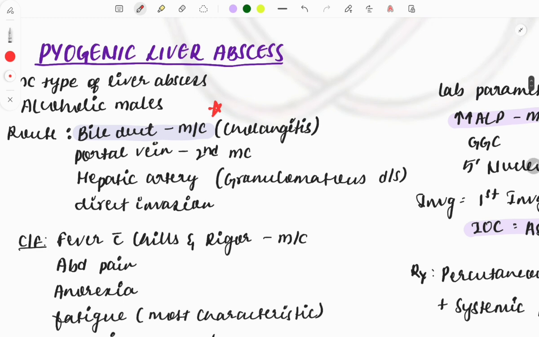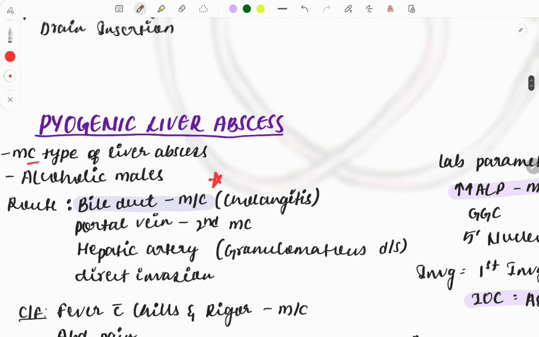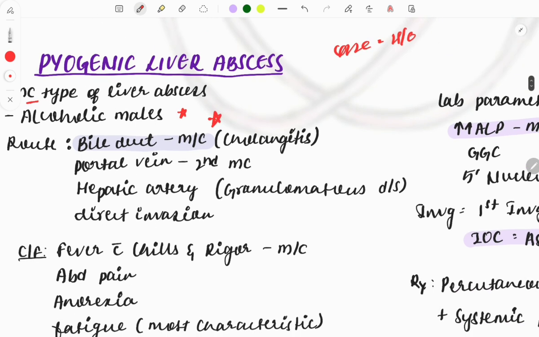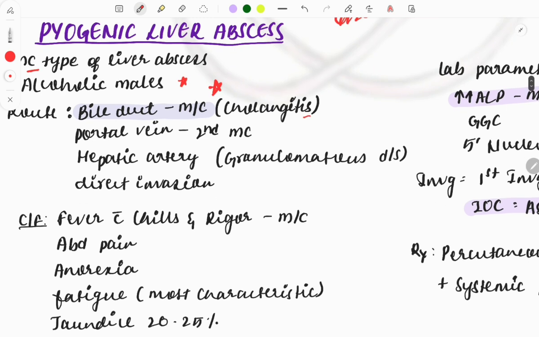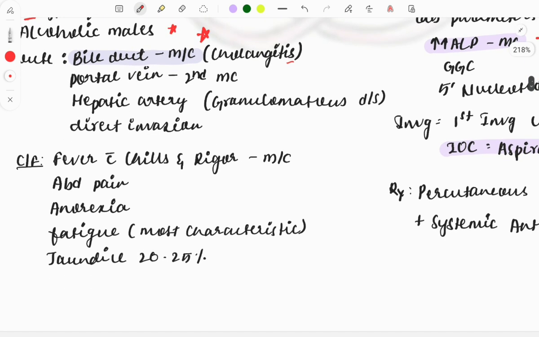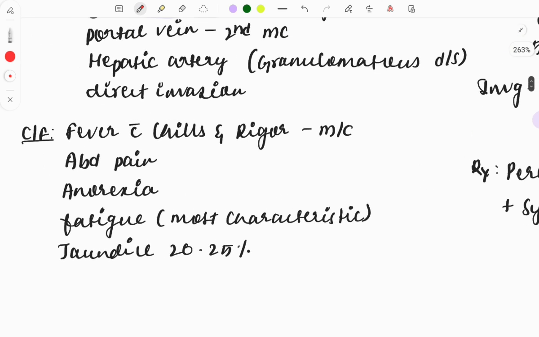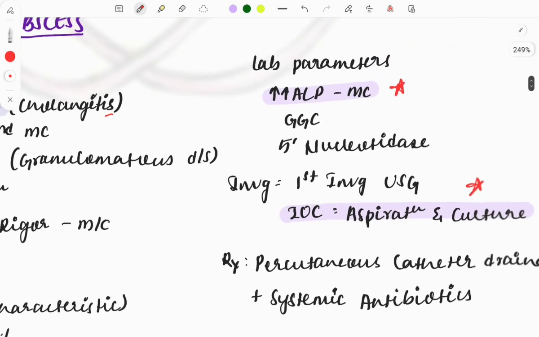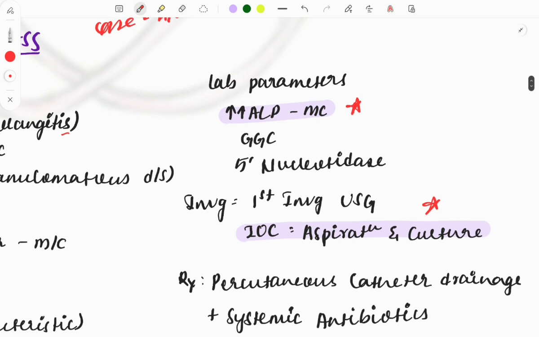First one is that pyogenic is the most common type of liver abscess, and most commonly seen in the alcoholic male. So in a clinical case, if you see a history of alcoholic males, then think in terms of pyogenic. Then the route of spreading. The bile duct is the most common path or tract by which it spreads, as in cholangitis, inflammation of the bile duct. Then portal vein, hepatic artery, and direct invasion will be the other routes. Clinical features already discussed: fever, abdominal pain, anorexia, and all this will be similar to amoebic liver abscess.